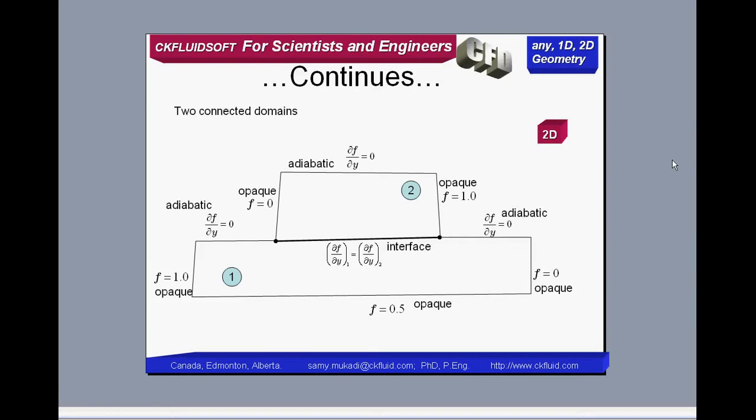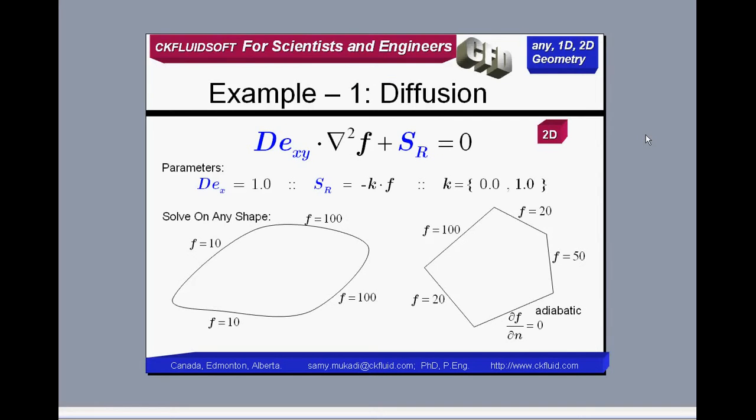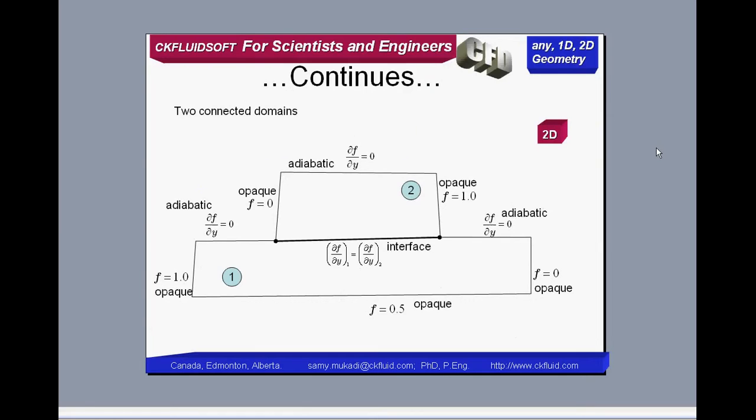Hello, this is the continuation of the diffusion problem that we had shown before. So this is a diffusion equation that we are now going to solve by using a different type of geometry here. So here we have two domains, domain 1 and domain 2, which are connected through the interface. So we're going to set it up in CKFluidSoft and then run it and display the result.